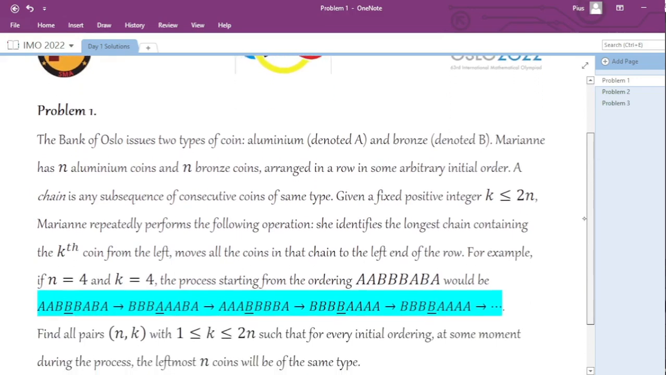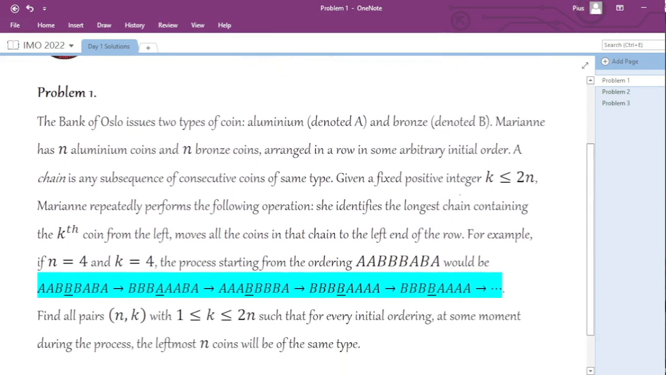The Bank of Oslo issues two types of coins, aluminium, which we'll denote as A, and bronze, which we'll denote as B. And we have a total of n aluminium coins and n bronze coins, and they are arranged in a row in a random order initially. So now a chain is a subsequence of consecutive coins of the same type.